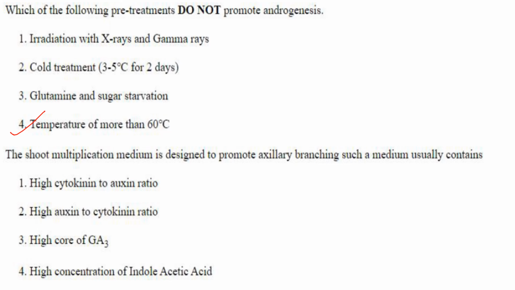Then next one. The shoot multiplication medium is designed to promote axillary branching. Such a medium usually contains a high cytokinin to auxin ratio. This is because a high cytokinin auxin ratio will promote axillary bud break and enhance shoot multiplication from axillary buds, and thereby it will increase the branching and also reduce apical dominance. So first one is the answer, high cytokinin to auxin ratio.